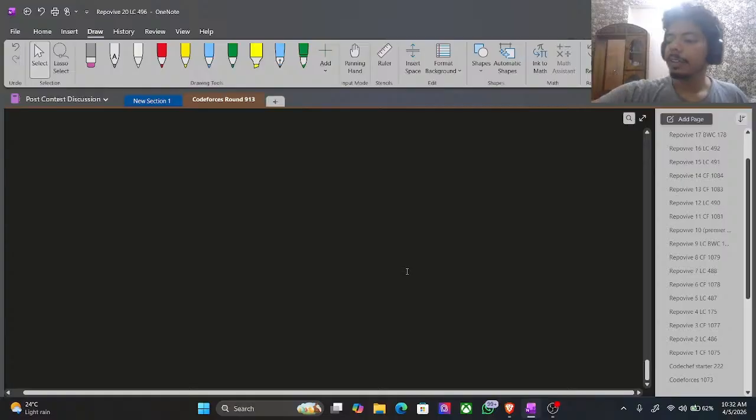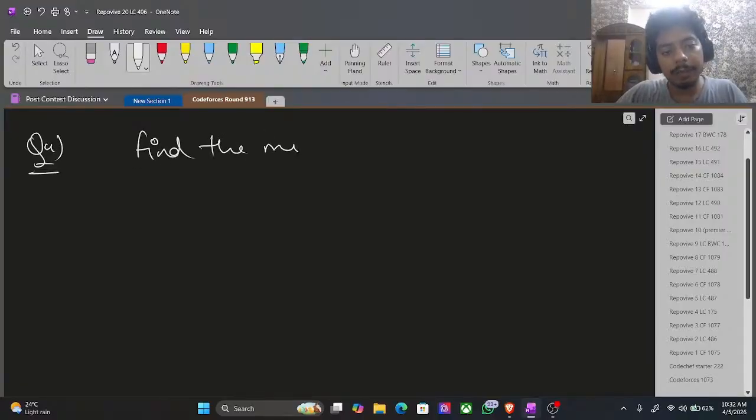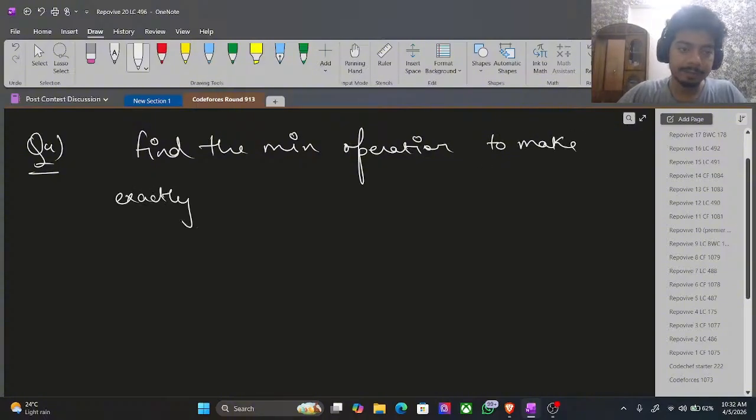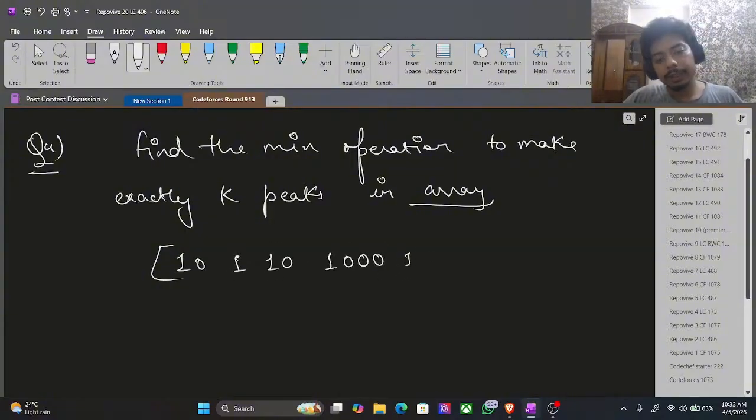Now the question asks to find the minimum operations to make exactly k peaks in an array. So let's write an example and then I can reframe this problem. My example was 10, 1, 10000, 10, 1, 10, 1. Okay, so this was the example.